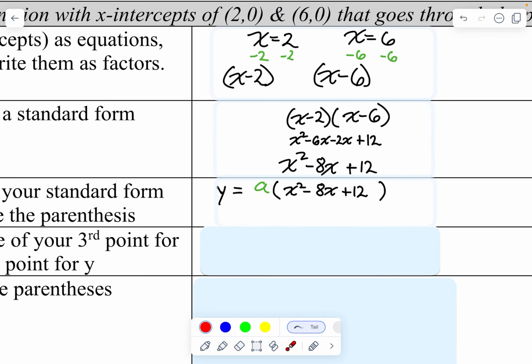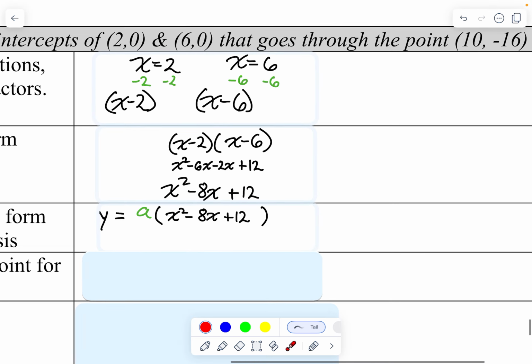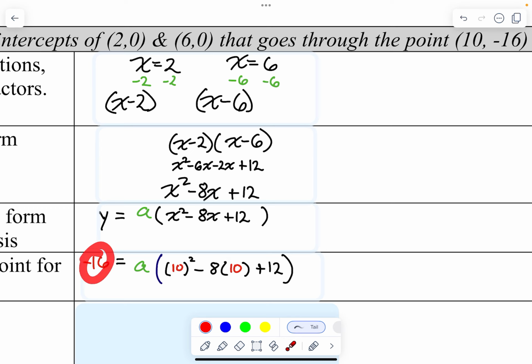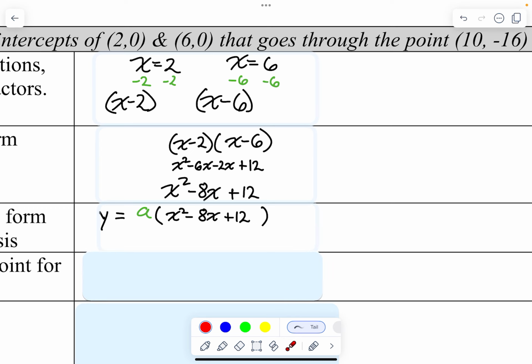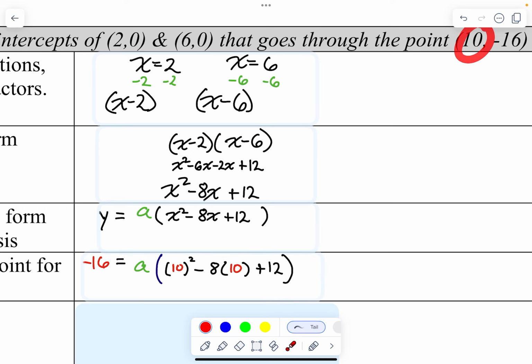So for that third point, we're going to pull a well-used trick here. If it has to go through the point 10, negative 16, what that tells me is when x is 10, y has to equal negative 16. So I replace y with negative 16 and all of my x's with 10. Now the only thing I don't know is my a value, which we're going to find soon enough.